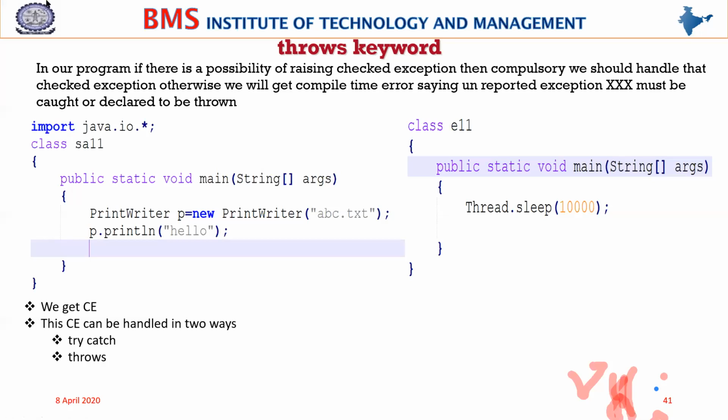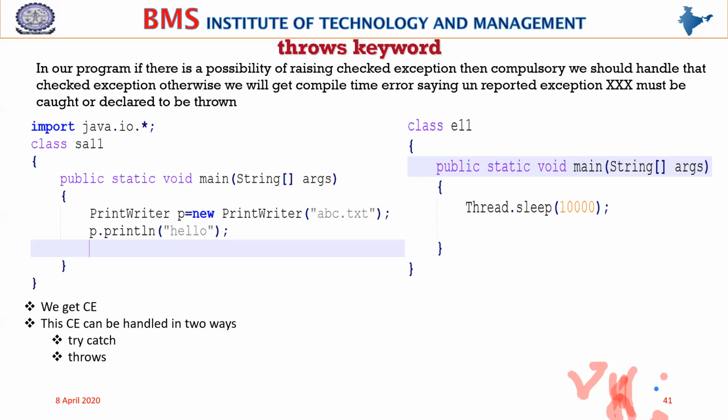Another alternative to handle the exception is your throws keyword. How can you handle the exception inside the program? First, we have seen that using a try catch block we can handle the exception, and the second way is using a throws keyword. In our program, if there is a possibility of raising a checked exception, we have already discussed what checked exceptions are: the exceptions that are caught by your compiler for the smooth execution of the program.